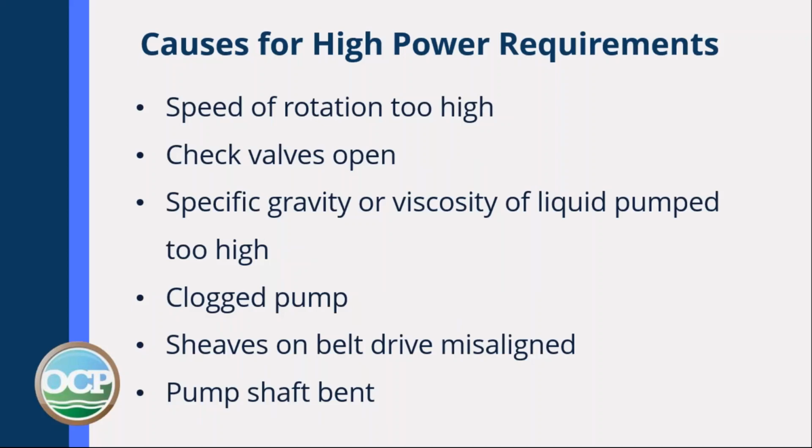Causes for high power requirements. The speed of rotation of the pump is too high. You're pumping with check valves that remain open. The specific gravity or viscosity of the liquid being pumped is too high for the pump. You don't use the same pump for molasses as you would for water.